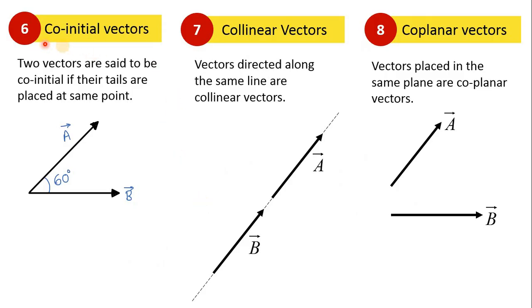Then the sixth definition, co-initial vectors. Look at these two vectors A and B. These vectors have been drawn in such a way that their tails are at the same point. So two vectors are said to be co-initial if their tails are placed at the same point. Seventh definition, collinear vectors. In the figure you can see the two vectors A and B are along the same line. So vectors directed along the same line are called collinear vectors.